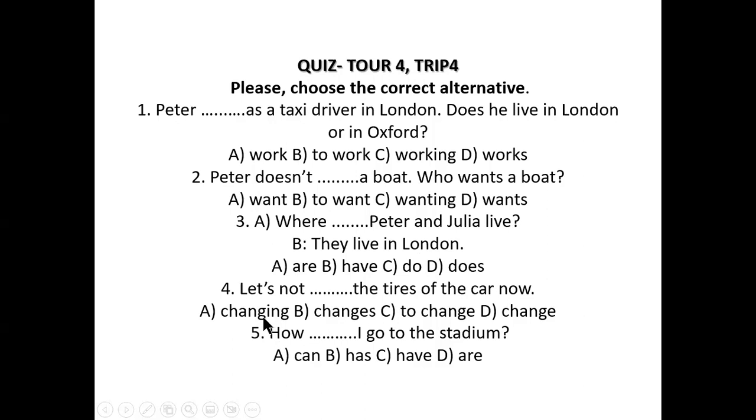Let's not. Let's remember the imperatives again. Let's not blank the tires of the car now. Changing? No. We haven't learned such a thing. No, B is wrong either. No, this is also wrong. But what about this? Of course, always verb one. In imperatives and modals, we always use verb one. So let's not change. Let's not change the tires of the car now.